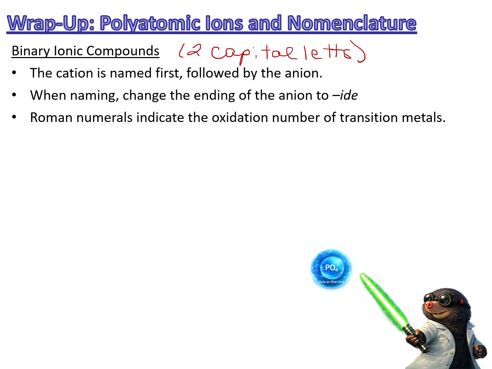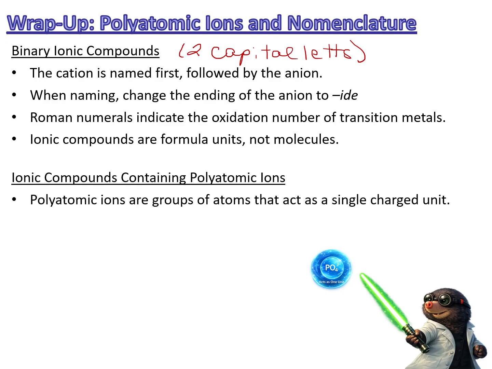You're going to use Roman numerals to indicate the oxidation number of the transition metals. The exceptions are with silver, because it's always +1. You don't have to worry about it, although it's probably a good practice to put it in anyway. And zinc, which is always +2, cadmium, which is always +2. And then remember that ionic compounds are formula units. It's a ratio of the cation to the anion. They are not molecules.